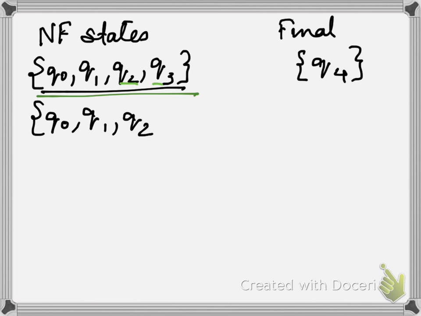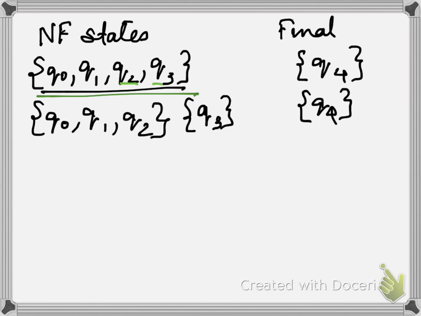So what we will do, we will create a separate partition for Q3. Okay, so we have created a separate partition for Q3. And in the final state partition, only one state is there, so there is no question of finding equivalence since it is a single state. So you have Q4. So this is the end of the second step. We have found one equivalence. Next we will look for 2 equivalence.